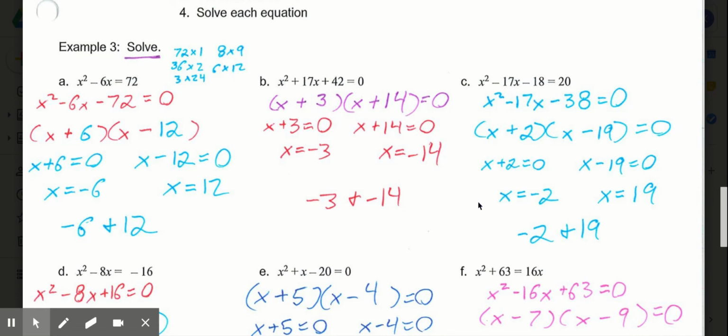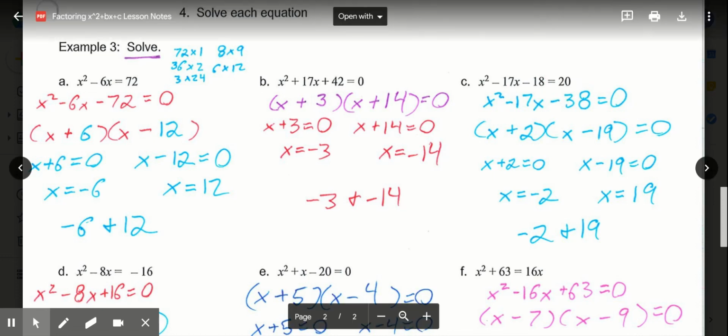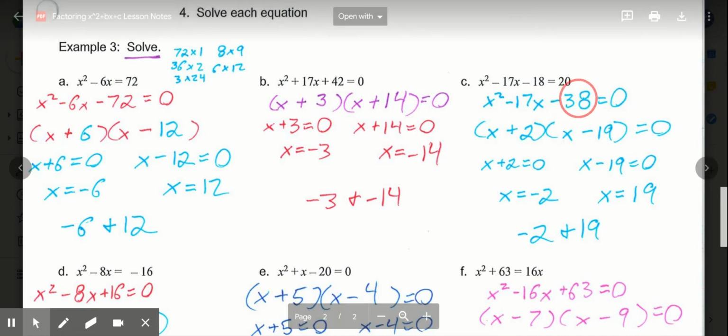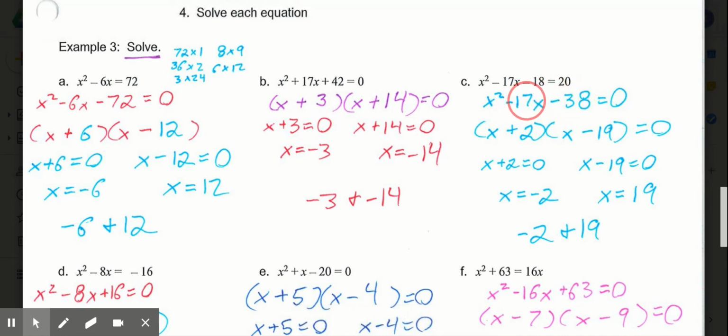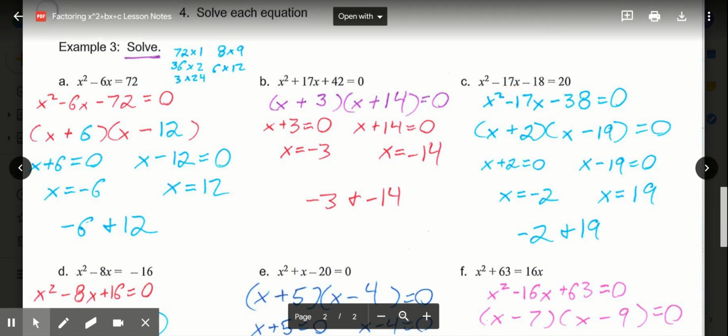In C, we have to write this in standard form. So we need to get the positive 20 over to the left. So we'll subtract 20 from each side. And we have x squared minus 17x minus 38 equals 0. So then x plus 2 and x minus 19 when it's factored, because two numbers that multiply to be 38, and the difference is a negative 17. Then we split this and set each of these equal to 0. So x plus 2 equals 0, x minus 19 equals 0, and solve each for x. So x equals a negative 2, and x equals a positive 19.